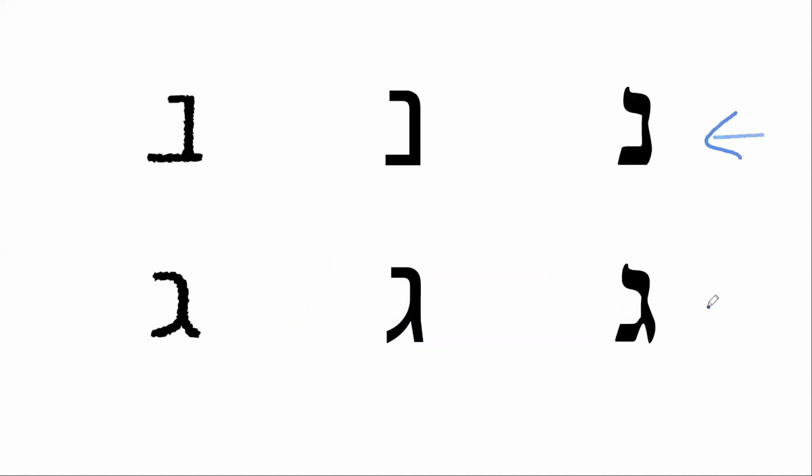Nun and Gimel. We've already talked about Nun. It has a short horizontal line, one on top and one at the bottom, sticking out on the left side. Gimel is similar, but at the bottom it has a triangular indentation.